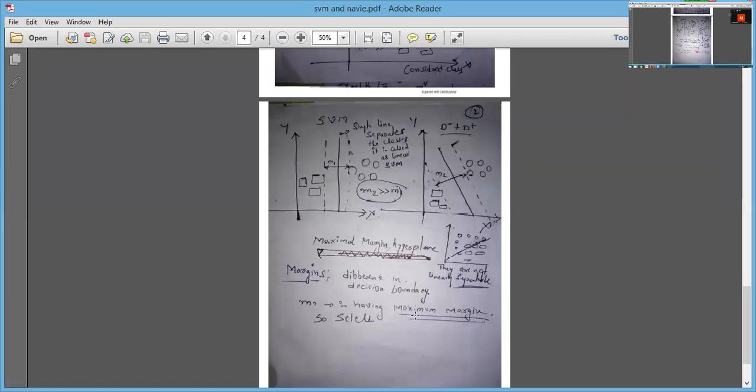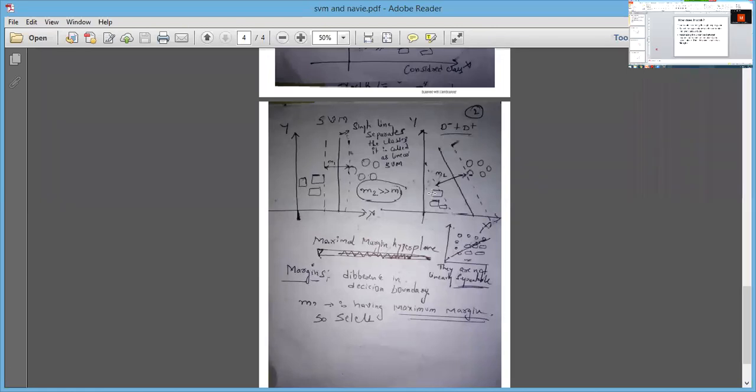Are you understanding? This is not an efficient way of classification because M1 is equal to M2 here. Whichever we say is the more important classification, that is, M2 is greater than M1, much greater. Then the classification is more efficient. This is how your SVM is going to work.